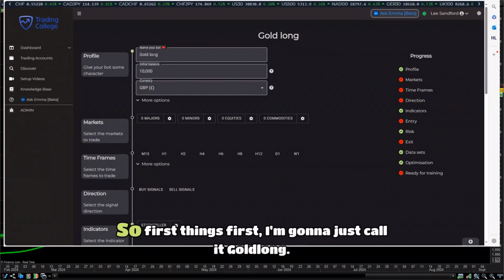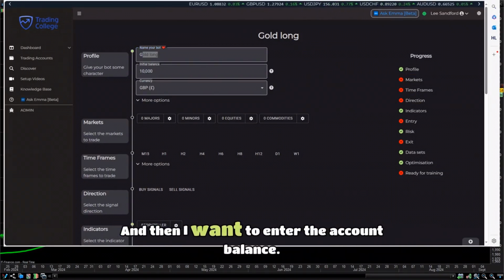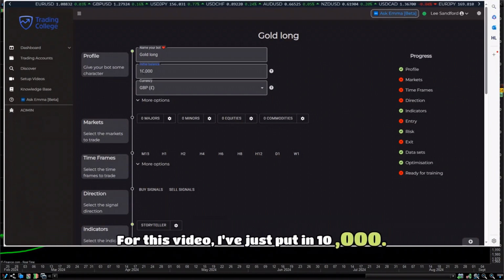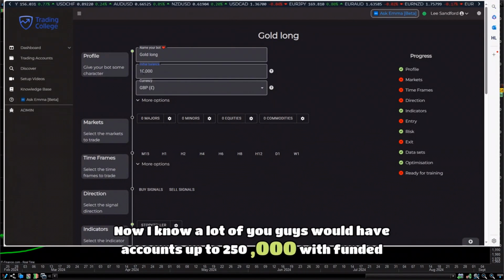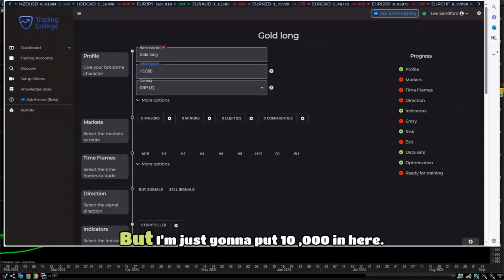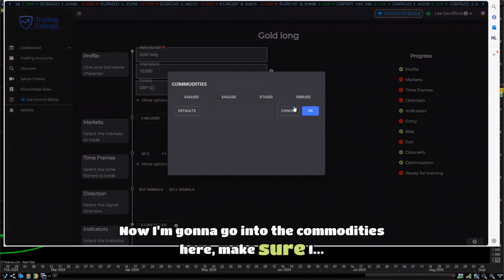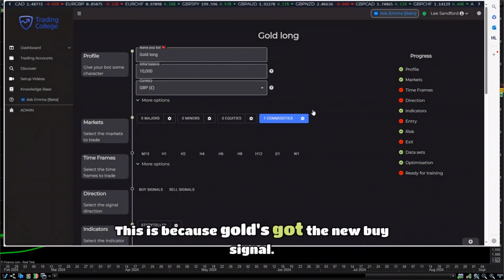Okay, so first things first, I'm going to just call it gold long. I've already done that. And then I want to enter the account balance. For this video, I've just put in 10,000. Now, I know a lot of you guys would have accounts up to 250,000 with funded accounts these days, which is absolutely great, and you can link it to that. But I'm just going to put 10,000 in here. Now, I'm going to go into the commodities here, make sure I've ticked gold because I'm trading gold. This is because gold's got the new buy signal.